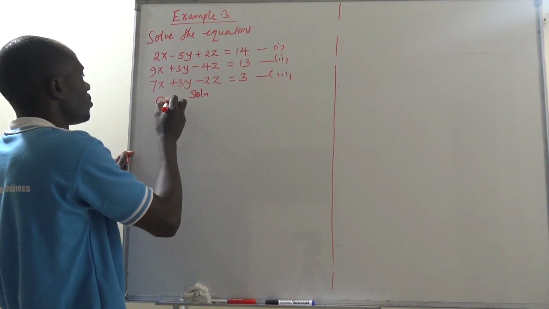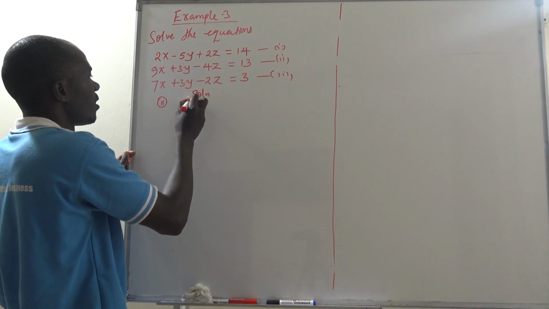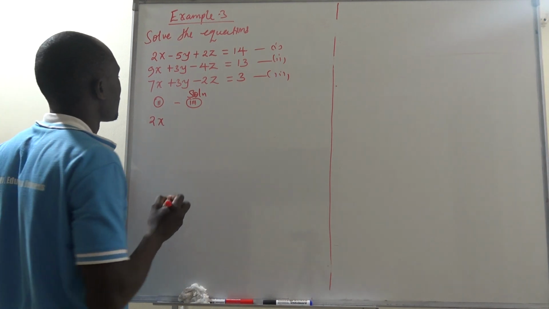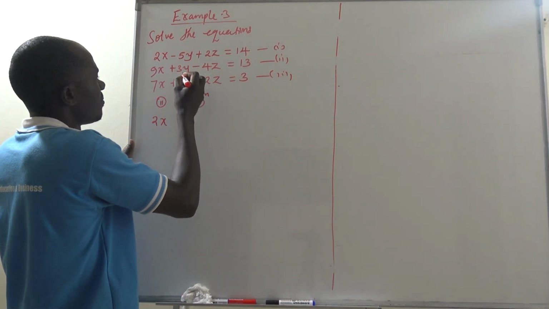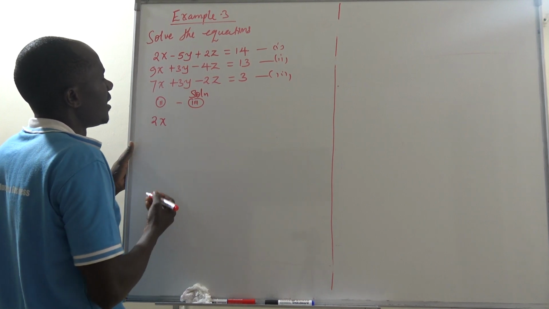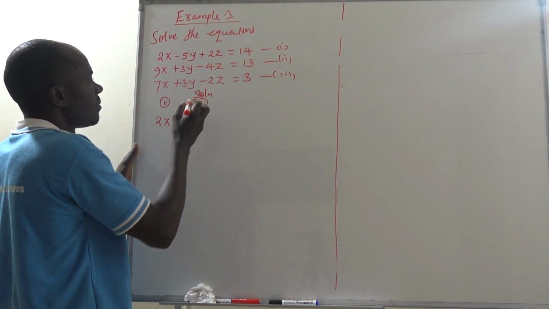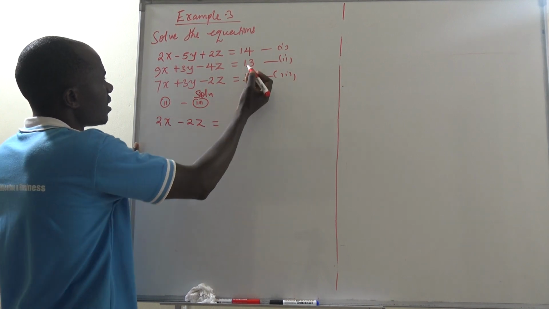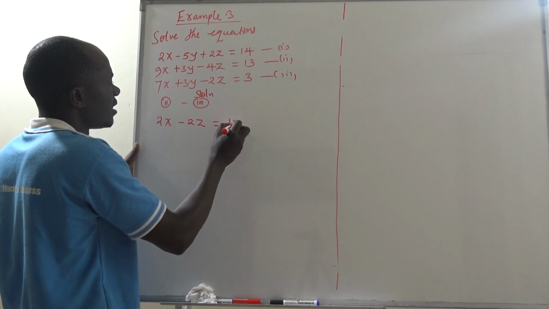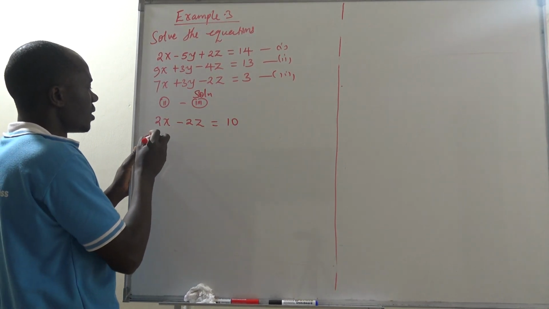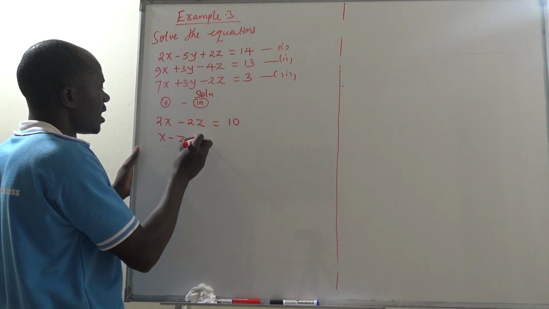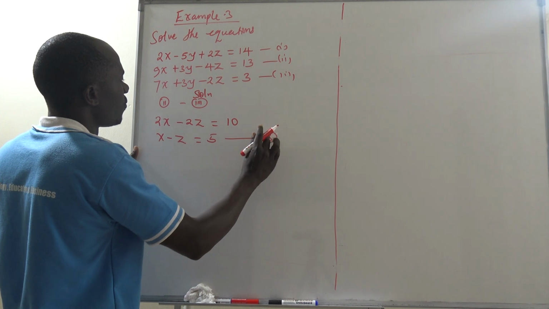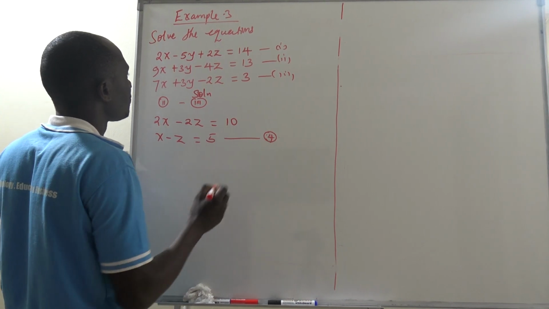Then I can say equation 2 minus equation 3. 9x minus 7x, we are getting 2x. 3y minus 3y, it is disappearing. Negative 4z minus negative 2z, we are getting minus 2z, equals 13 minus 3, we are getting 10. 2 can easily be divided, we get x minus z equals 5. I call this equation 4.